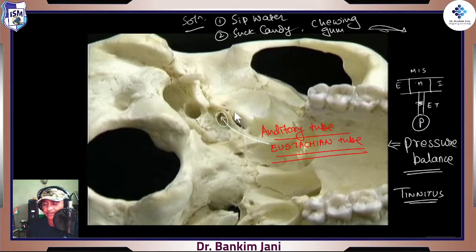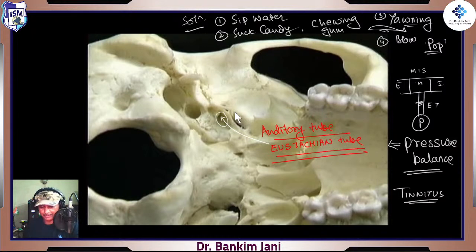And if nothing helps, then try yawning. When you do it, it will open. And still, if that fails, then keep the nose closed, mouth closed, and try to blow. You will get a pop sensation and immediately the pressure would be released. So that is how to open a Eustachian tube block. That is the auditory tube over here.